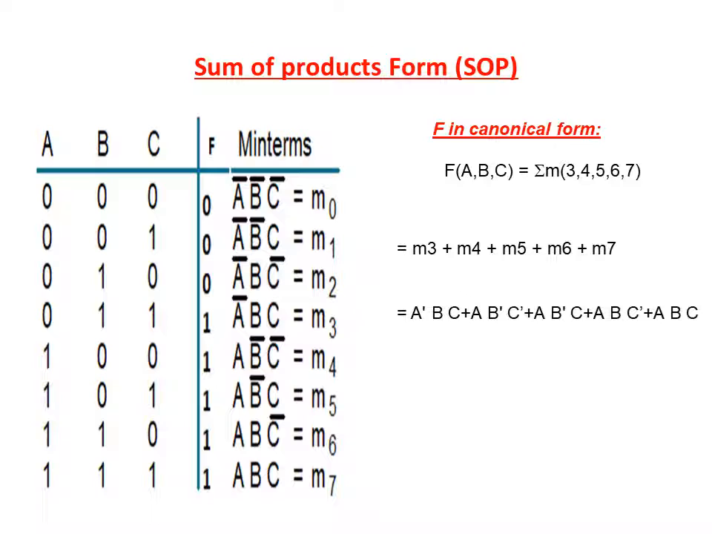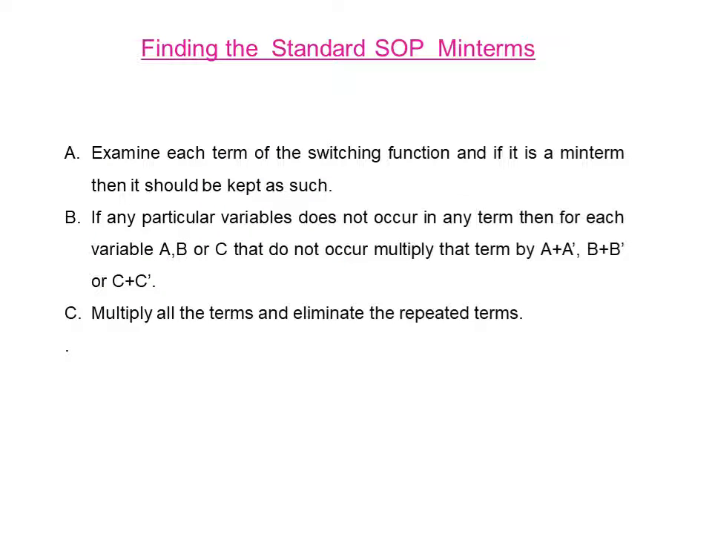So the equivalent logical expression for this question is written like this. Now this is 0, 1, 1. This is for minterm 3, this is minterm 4, this is minterm 5, this is minterm 6, and this is minterm 7. Now let's see the procedure to obtain the standard SOP form.